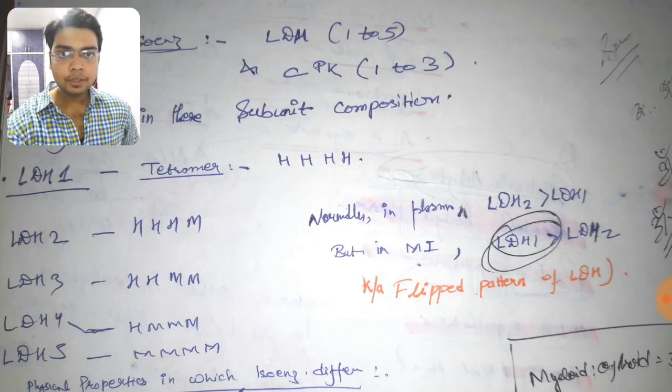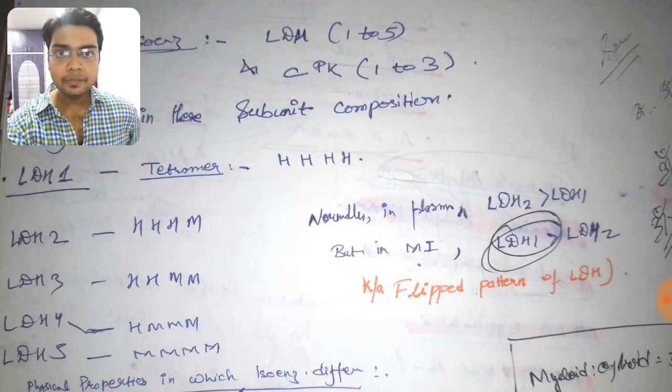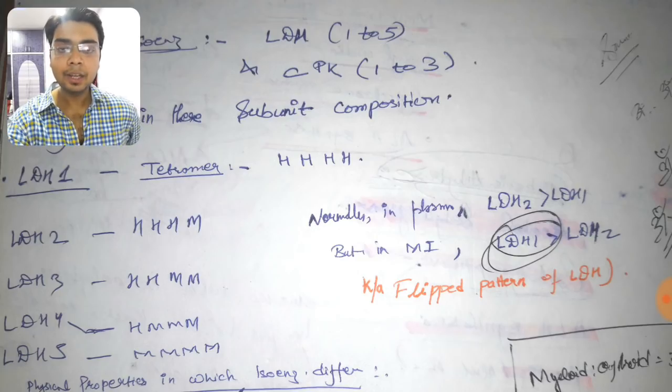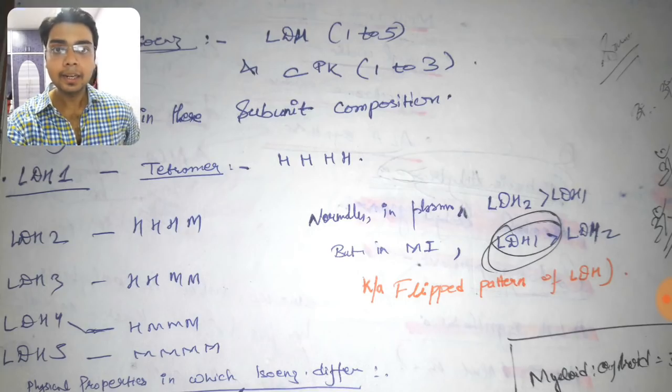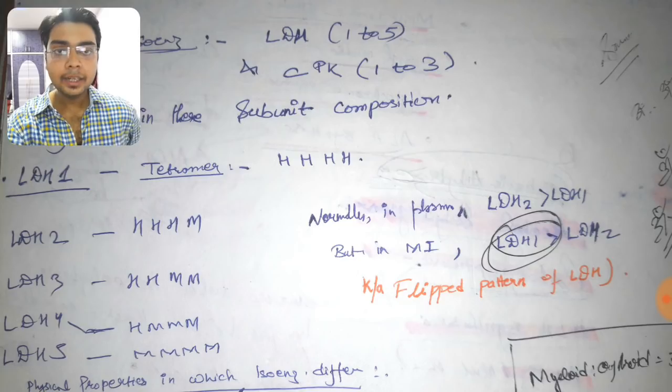As you can see, LDH has 5 patterns, and in case of MI we see the flipped pattern of LDH. That is, the value of LDH1 is greater than LDH2, while normally we find LDH2 greater than LDH1. So the question they will ask is, in MI what will be the value of LDH, meaning in 4 options you have to select that LDH1 will be greater than LDH2.